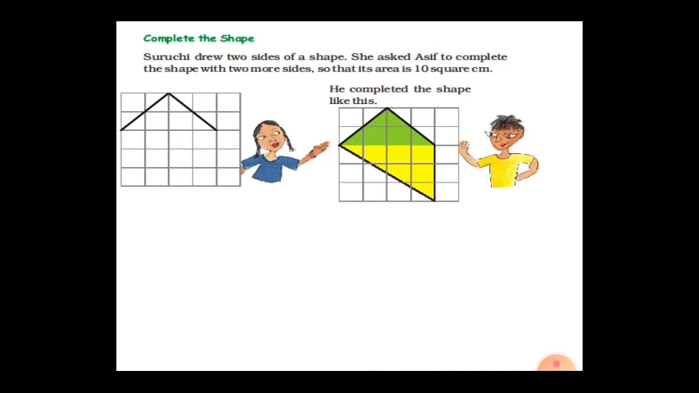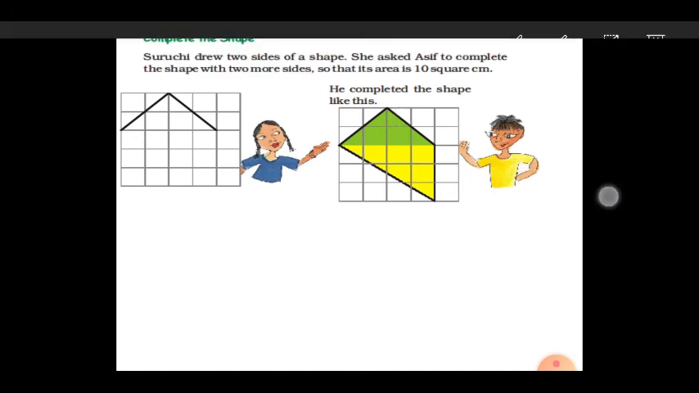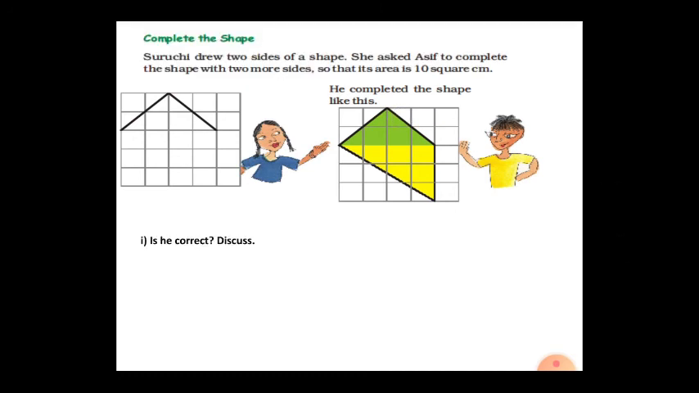Complete the shape. Suruchi drew two sides of a shape. She asked Asif to complete the shape with two more sides so that its area is 10 square centimeter. He completed the shape like this. See, this shape's area is 10 square centimeter. Is it correct? Discuss. Find the number of squares inside this and you can find whether it is correct or not.